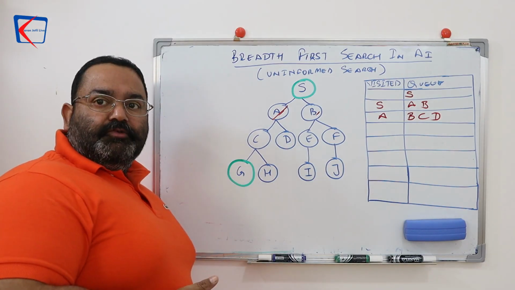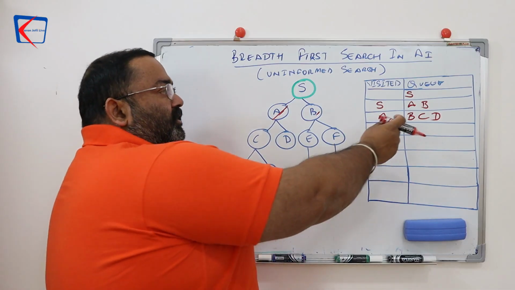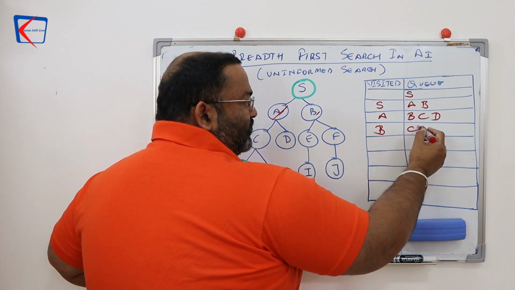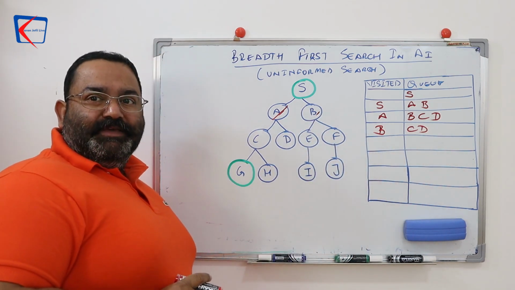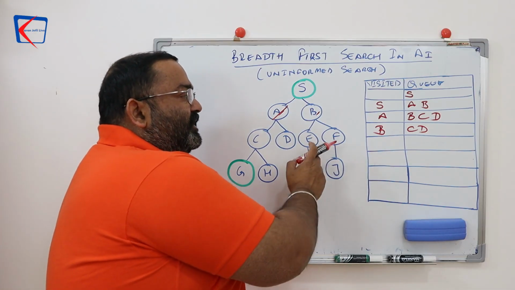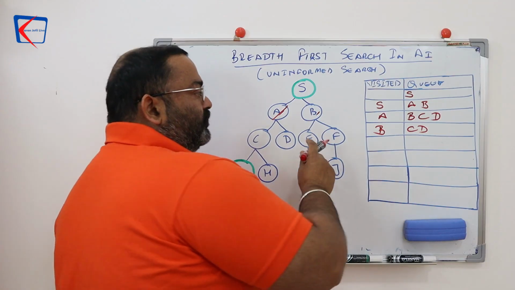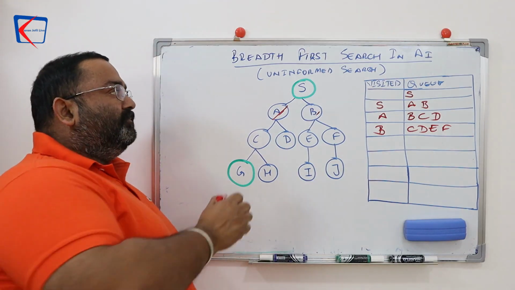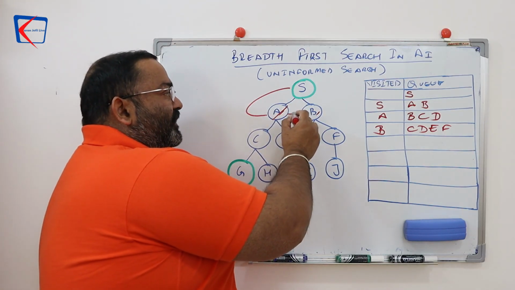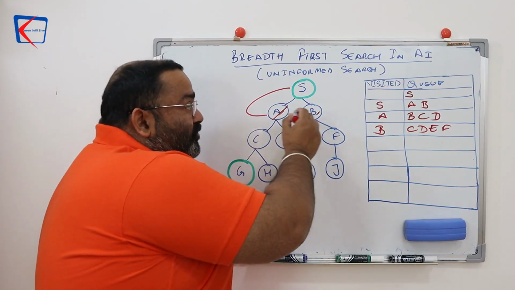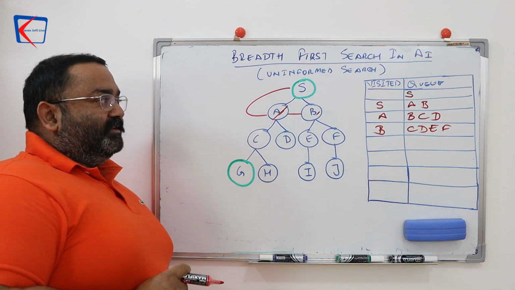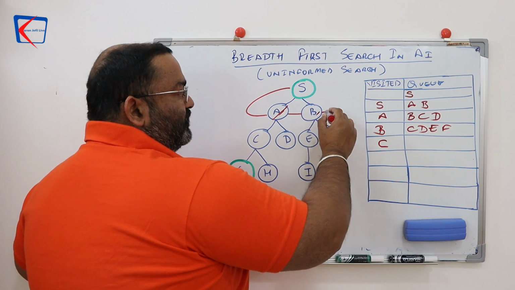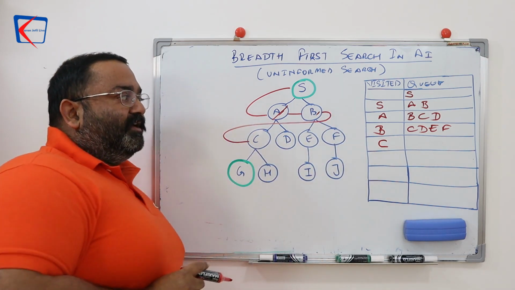Then from the queue I remove the next node, first in, first out. That node is B. What is left in the queue is C, D. B is not my goal. The children of B are E and F, so I put E, F in the queue. If you see the pattern, from S I come to A, from A I go to B, so I am moving sidewise, breadth wise. Then the next node from the queue is C.